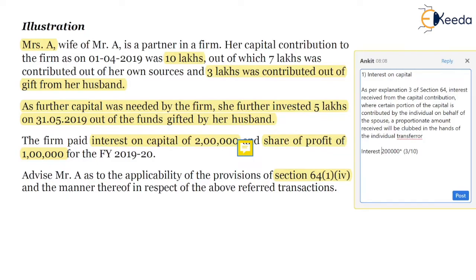Correct? So, the further capital which was invested by the husband of 5 lakhs, mentioned in the second para of the illustration, won't be considered as the same was contributed on 31st of May 2019. As per the provisions, we have to consider the balance as on 1st of April of the relevant previous year only. So friends, interest to be clubbed is nothing but 2 lakhs into 3 divided by 10, which is nothing but 20,000 into 3, which is 60,000. Interest to be clubbed in the hands of Mr. A, right?